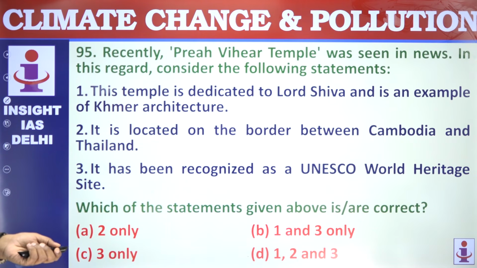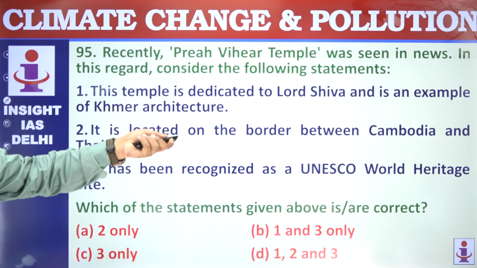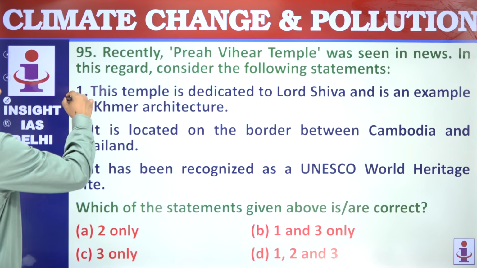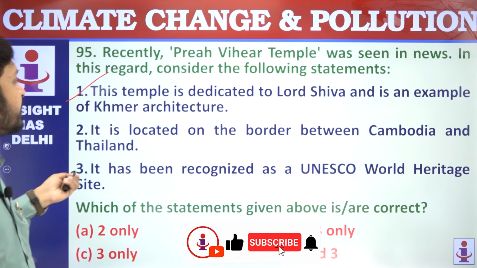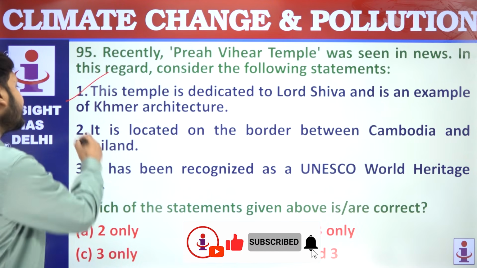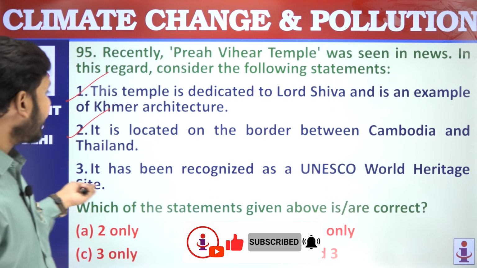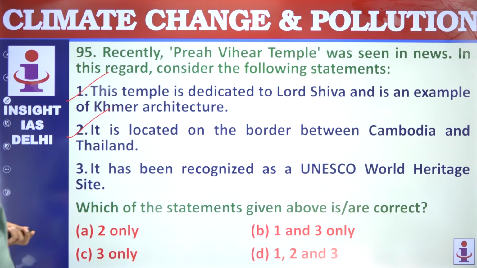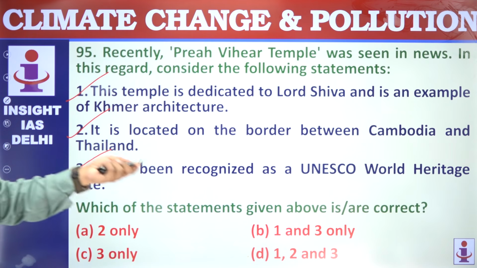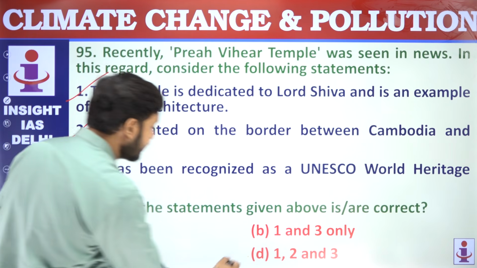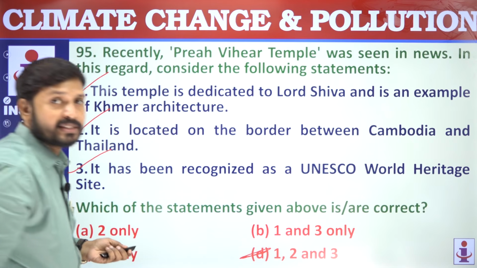Recently, Preah Vihear temple was seen in news. In this regard, consider the following statements. This temple is dedicated to Lord Shiva and it is an example of Khmer architecture. Okay, this is the right statement. It is located on the border between Cambodia and Thailand. This is also right, and it has been recognized as a UNESCO World Heritage Site. Yes, this is also a right statement. All 3 statements are correct. So they're asking for the correct statements. So 1, 2, 3 are correct in this one. D is the answer for us.